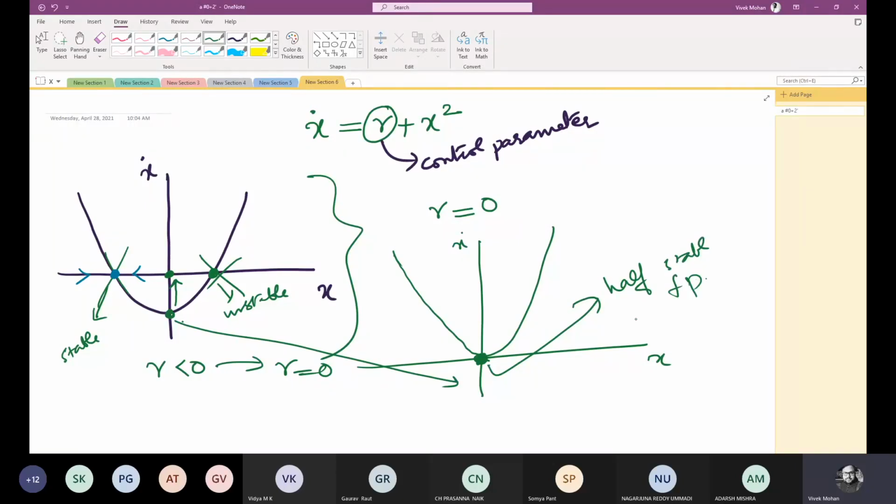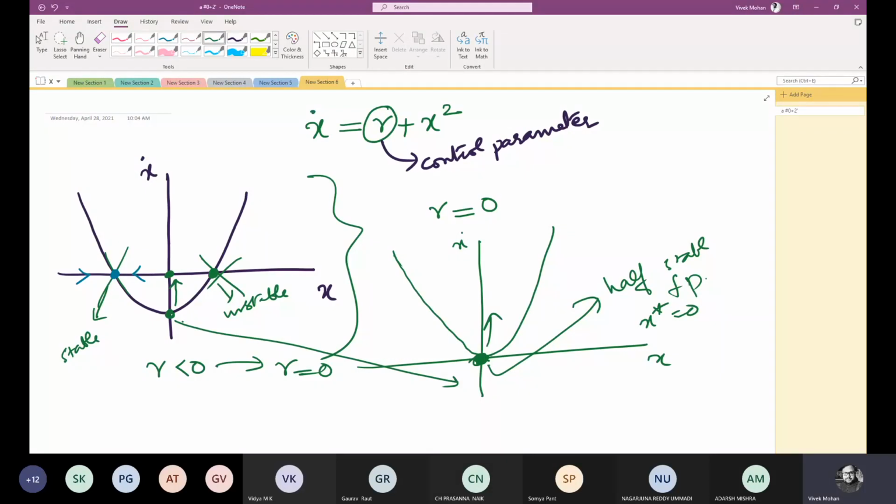We'll see what that is. Half stable fixed point where x star equals 0, because at this point we have x dot equals 0. This type of fixed point is extremely delicate because it vanishes as soon as r is greater than 0. Because from this point, if we vary the parameter r to the positive side, the fixed point is gone. The parabola moves up, then we don't have a point defined for x dot equals 0.